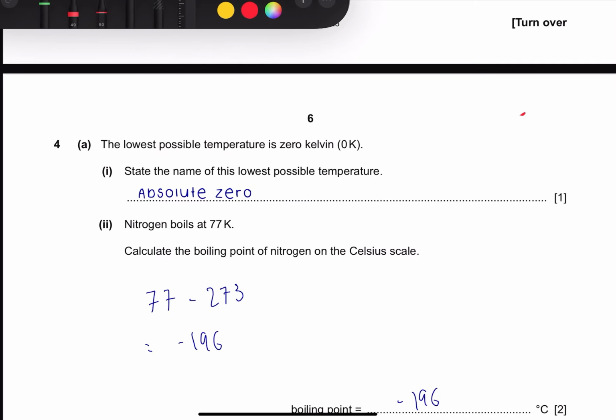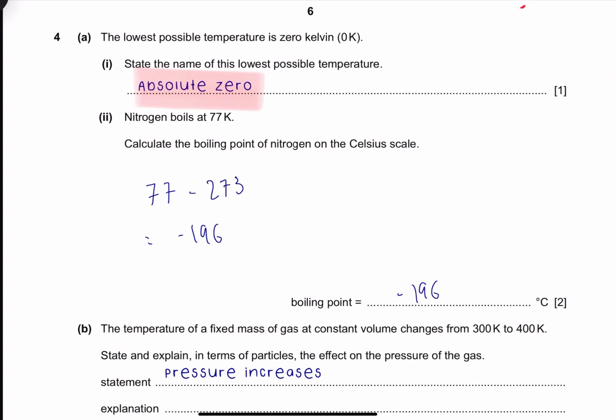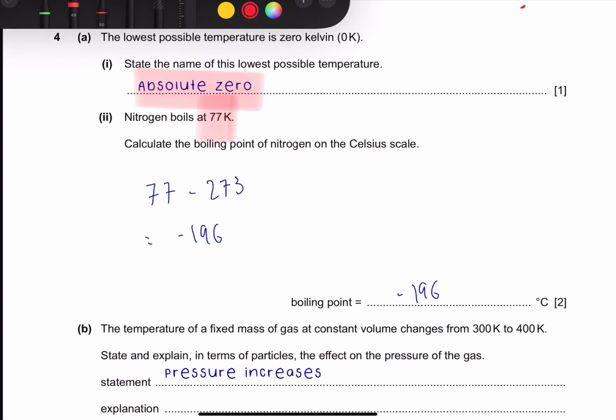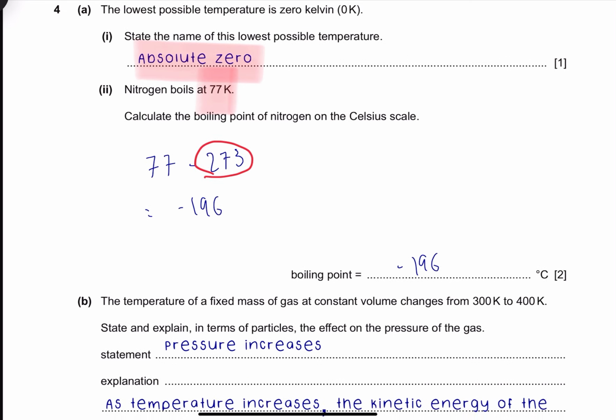Okay, and question number 4. State the name of the lowest possible temperature, that is absolute zero temperature. And we have temperature in Kelvin, we have to convert it to Celsius. So you have to keep in mind whenever you have to convert from Kelvin to Celsius, you have to subtract 273. And if you have to convert Celsius into Kelvin, then you have to add 273. Okay, so this is the answer.